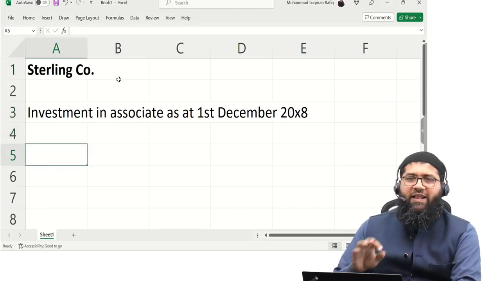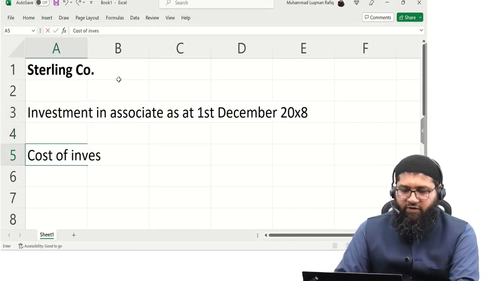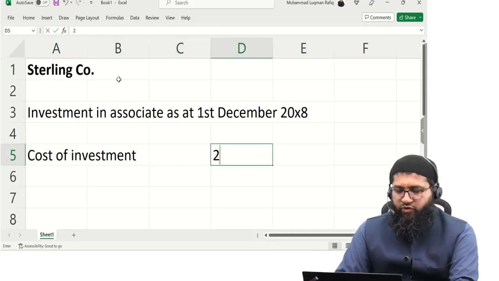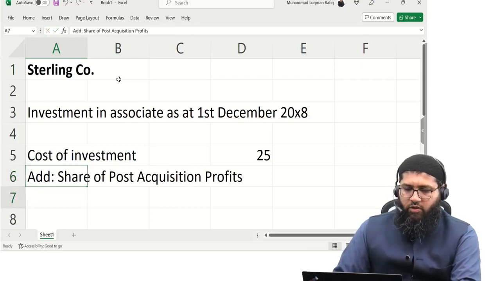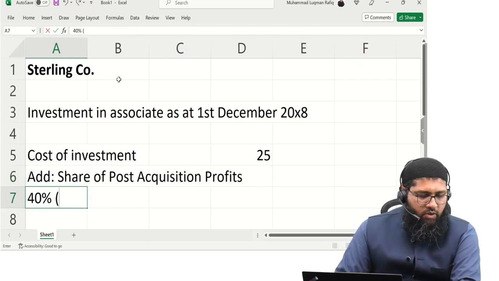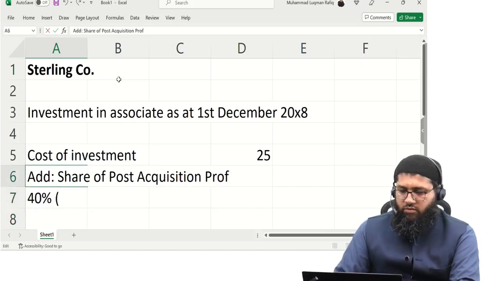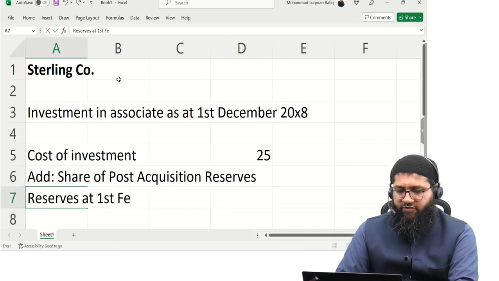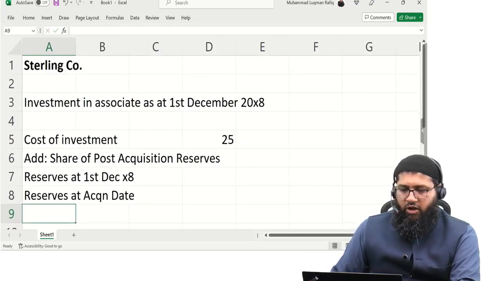Investment in associate as at 1st December 20X8. If I talk about the investment in associate, you would say the cost of investment. We knew the cost of investment was $25 million. Add share of post acquisition profits: the 40% multiplied by the profit, that is reserves at 1st December X8 less reserves at acquisition date. So if I talk about all of this, what is actually going to happen?